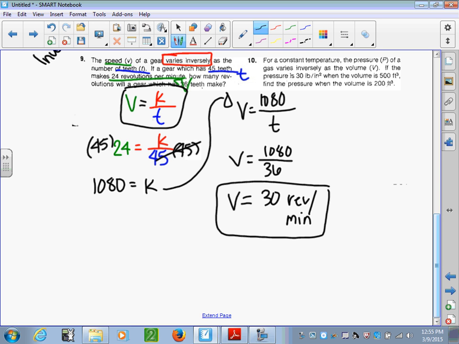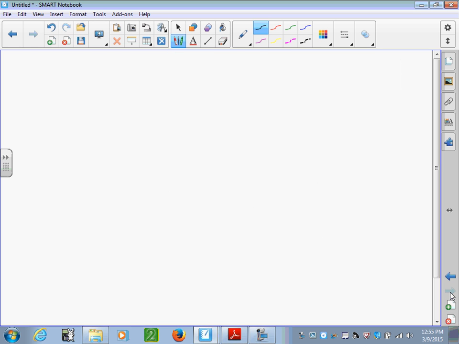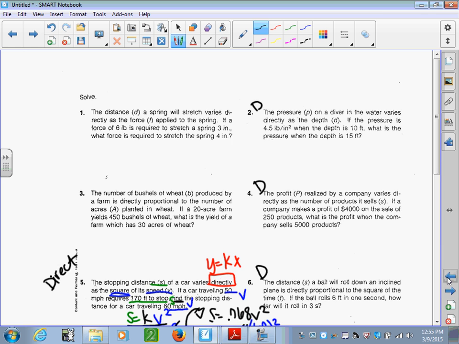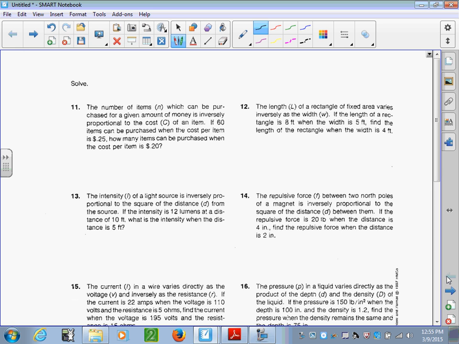For your homework, 10 is inverse variation. And 12 is inverse variation. 14 is inverse variation. And that's it. Okay, so now let's do a joint example.